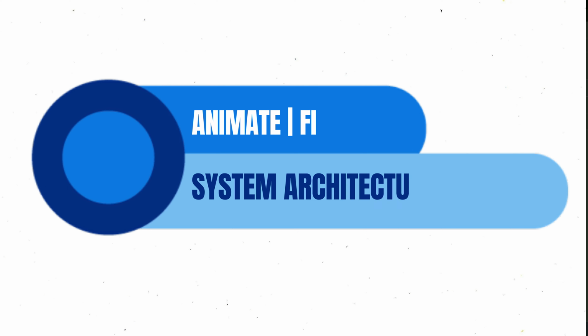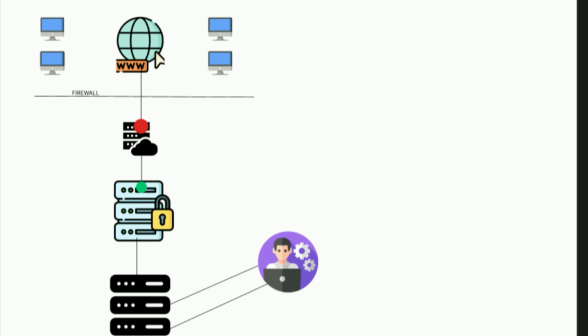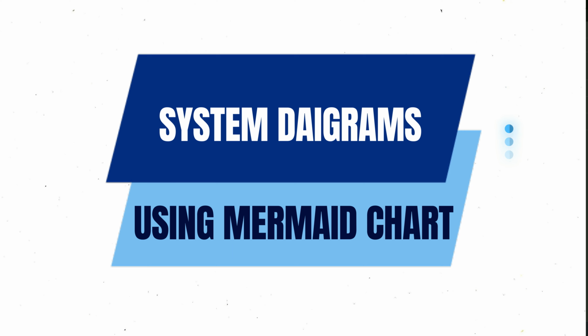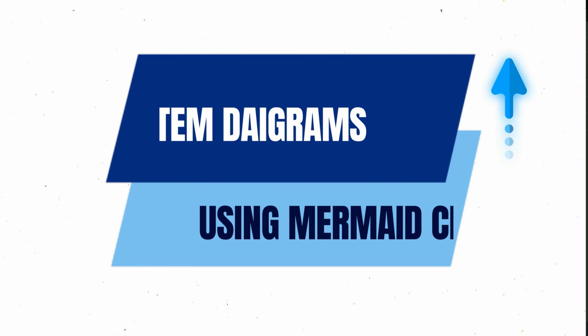In today's video, we are going to see how we can animate our system architecture diagrams with the help of Figma and their plugins. But before starting, did you watch my previous video in which I talked about how we can create software architecture and system diagrams with the help of Mermaid chart?